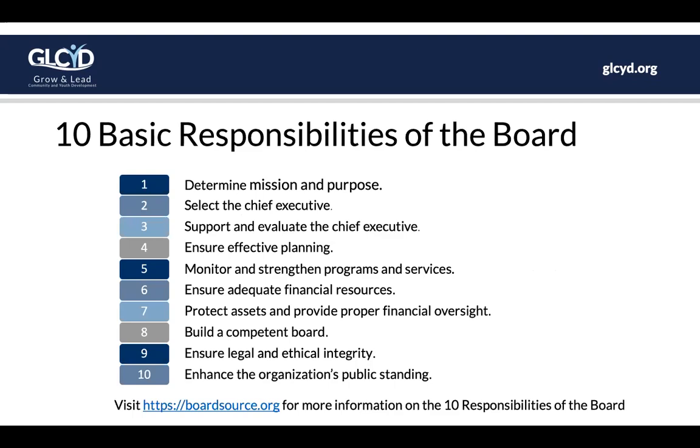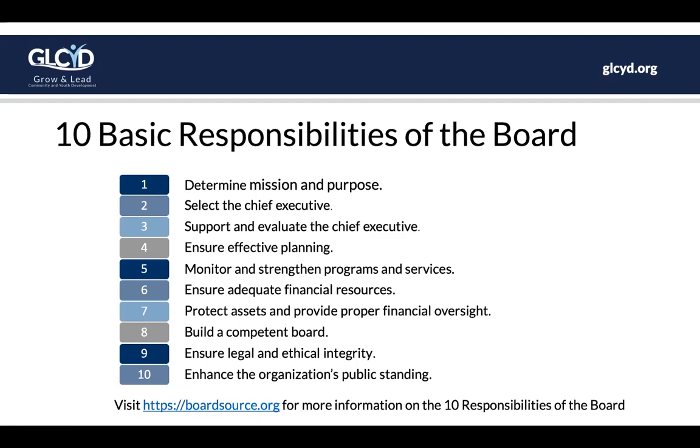So there are 10 basic responsibilities of the board of directors. First off is determining the mission and purpose. It's the board's responsibility to make the mission statement. So if you're one of our newer startup organizations, you know that you've been working on your mission. If you're a legacy board that's been around for a really long time, those founding board members are the ones that came up with that mission. So that's a really interesting little thing that all boards are responsible for.